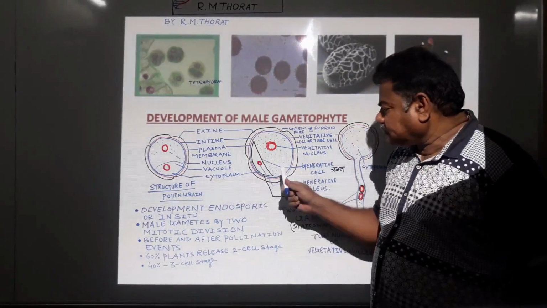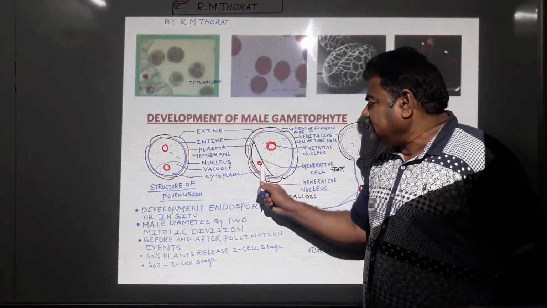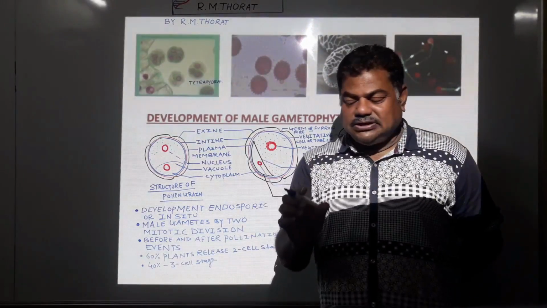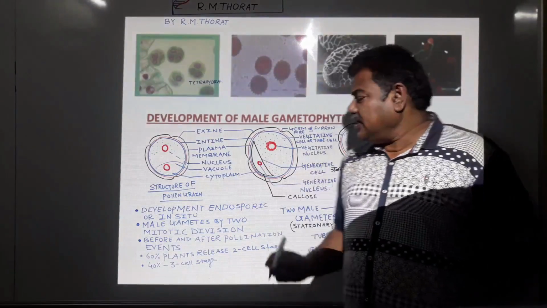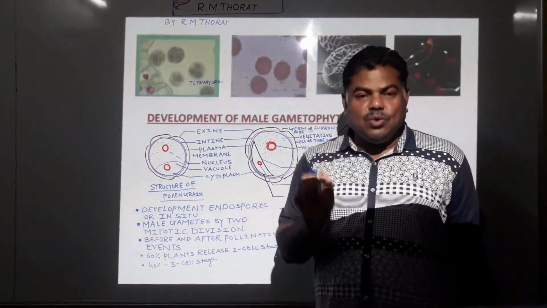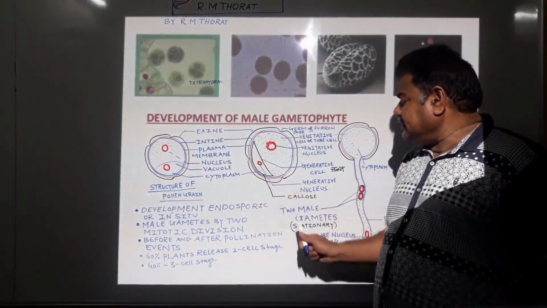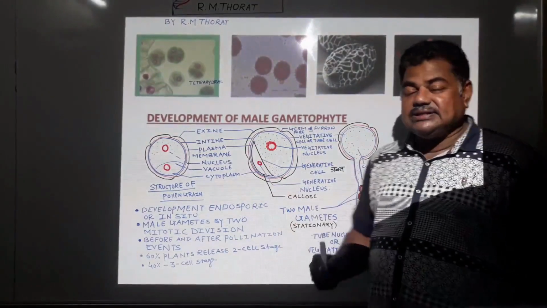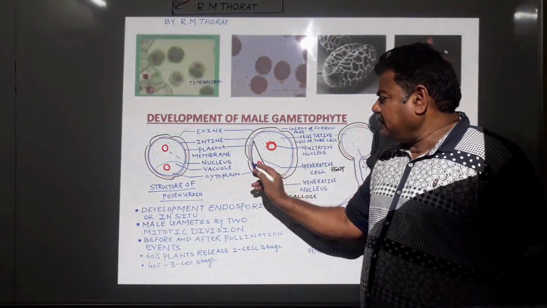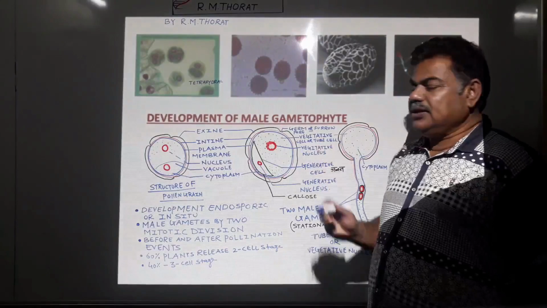Now see here, this generative cell is very small. It is a spindle shape structure. A cell wall is there, but this cell wall is not made up of cellulose. The cell wall of this generative cell is made up of a material we call callose, and it adheres to the plasma membrane of the bigger cell, that is the vegetative cell.